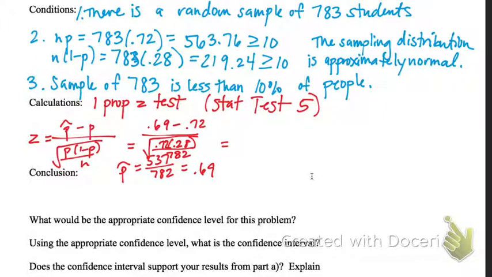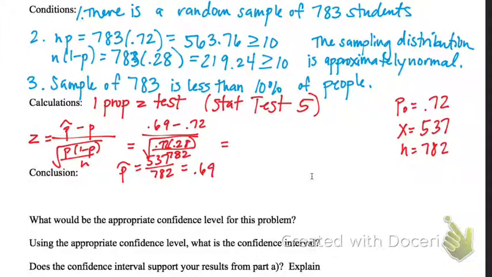Okay, so P sub 0 is what your null hypothesis is. So P sub 0 is 0.72. Then my X value is my number of successes, so 537. My N is my sample size, so 782.